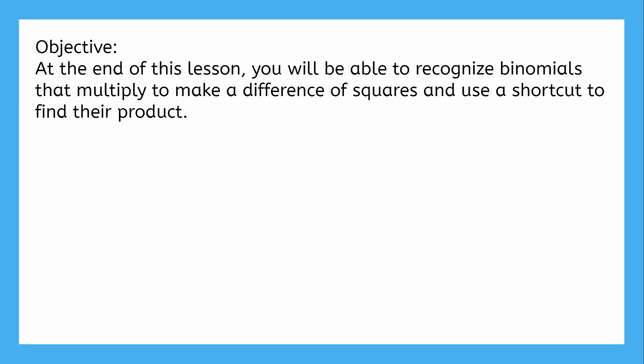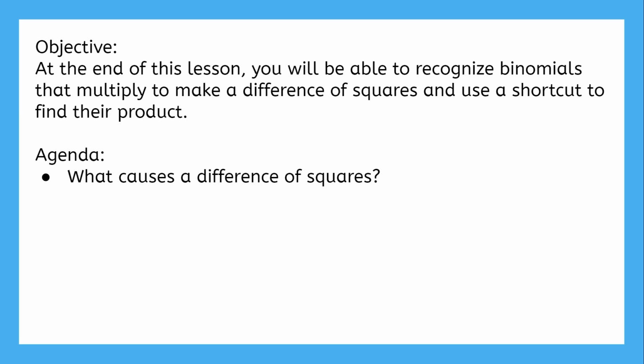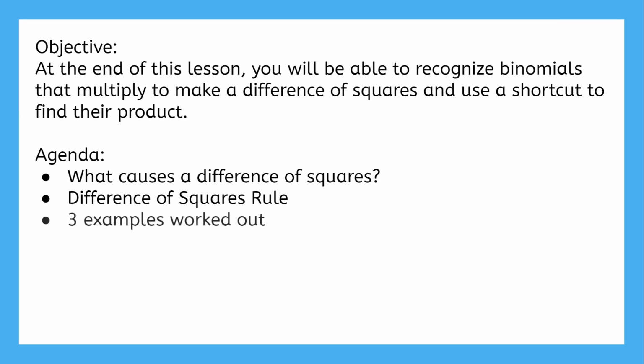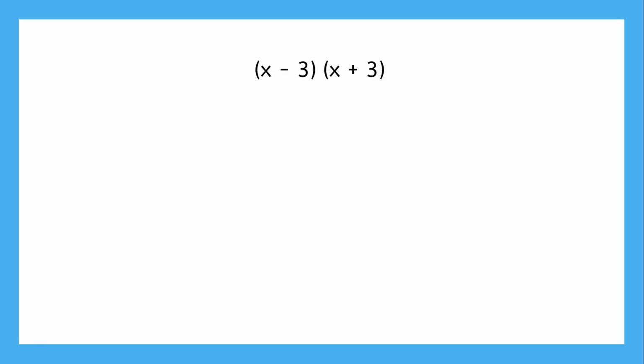By the end of this lesson, you will be able to recognize binomials that multiply to make a difference of squares and use a shortcut to find their product. To obtain this skill, first we'll take a look at what a difference of squares is and what causes it to happen. From that knowledge, we'll be able to write a rule for difference of squares, which we'll use as a shortcut in 3 example problems before you try one yourself.